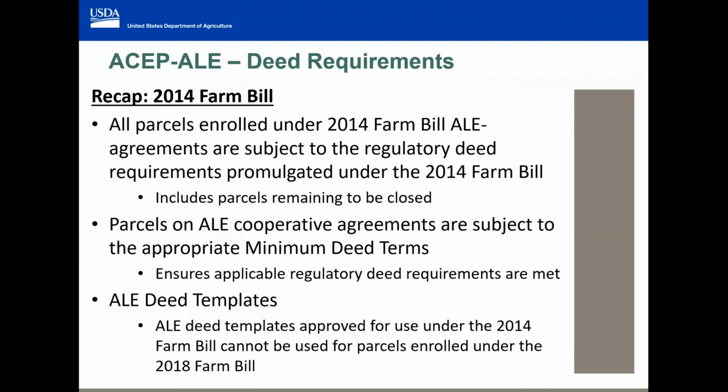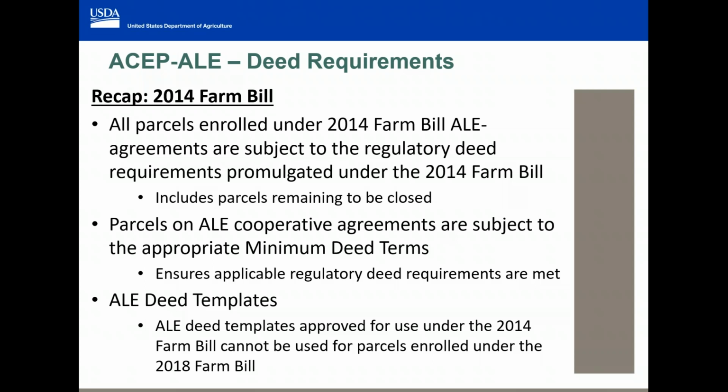So again, I will recap a little bit what the situation was under the 2014 Farm Bill. Under that Farm Bill, all of those parcels were subject to the regulatory deed requirements that were promulgated under the 2014 Farm Bill. That is still true for those parcels that remain to be closed. If your parcel was on a cooperative agreement, it needed to be subject to the minimum deed terms, and there were a number of ways to do that. But those minimum deed terms were intended to make sure that the regulatory deed requirements are met.